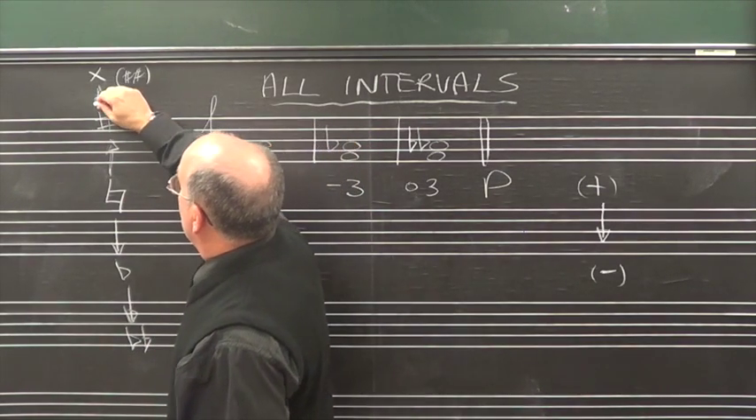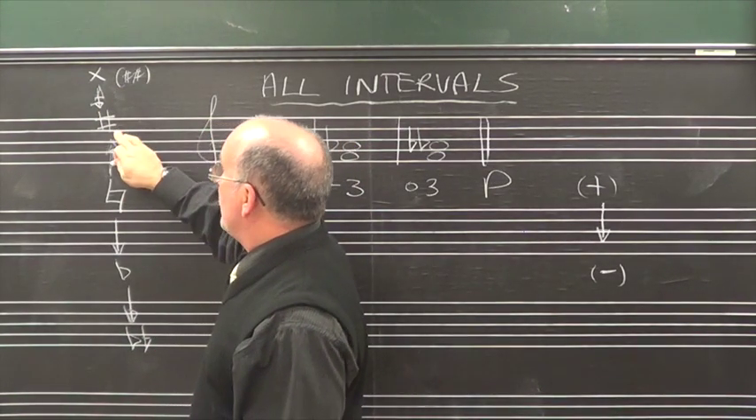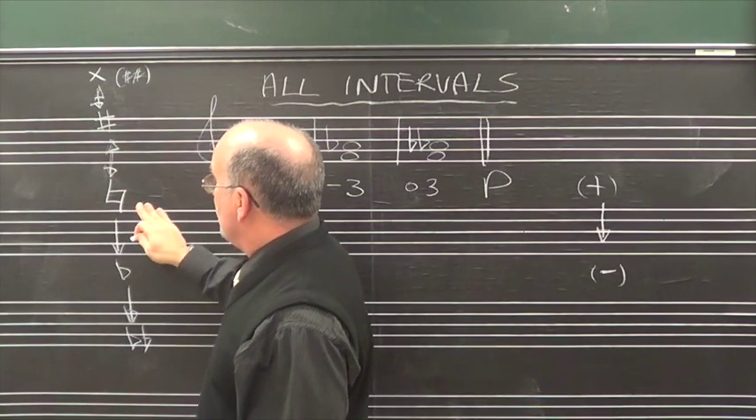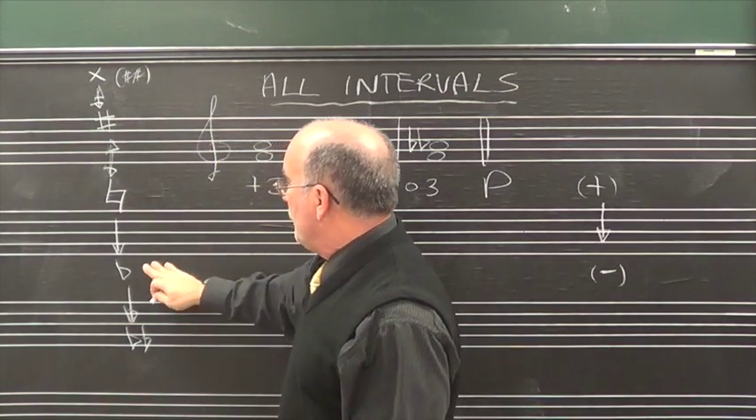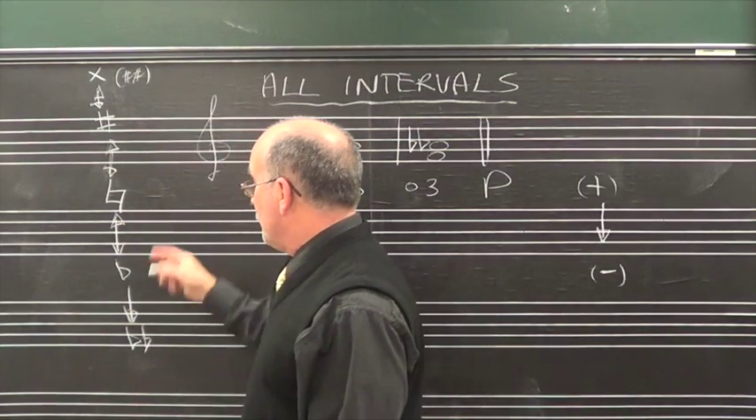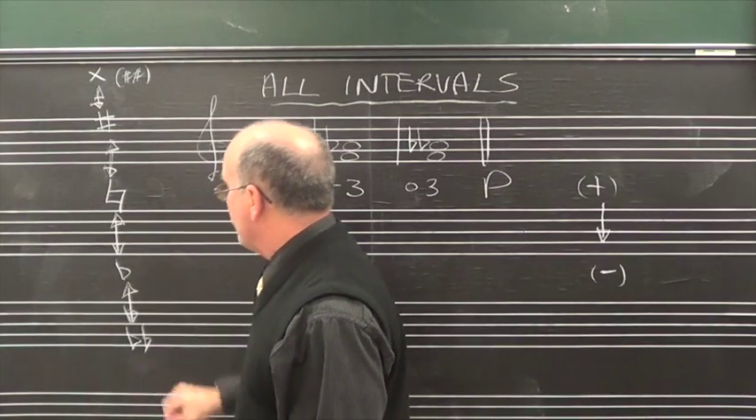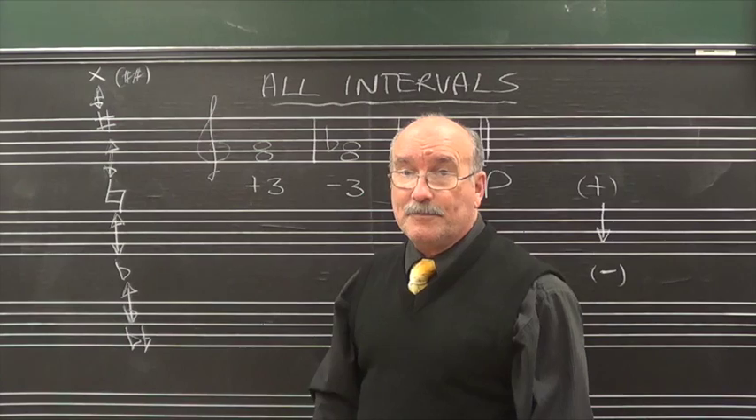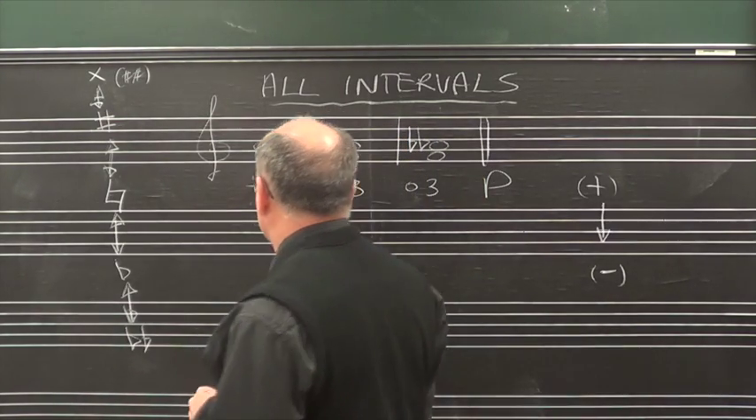But if you lower a double sharp one, it'll become sharp. If you have a sharp and you lower it, it will become natural. If you lower a natural, it will become flat. If you raise a flat, it will become natural. That's the order of the accidentals. And you need to know this, the order of the accidentals. So make note of that.